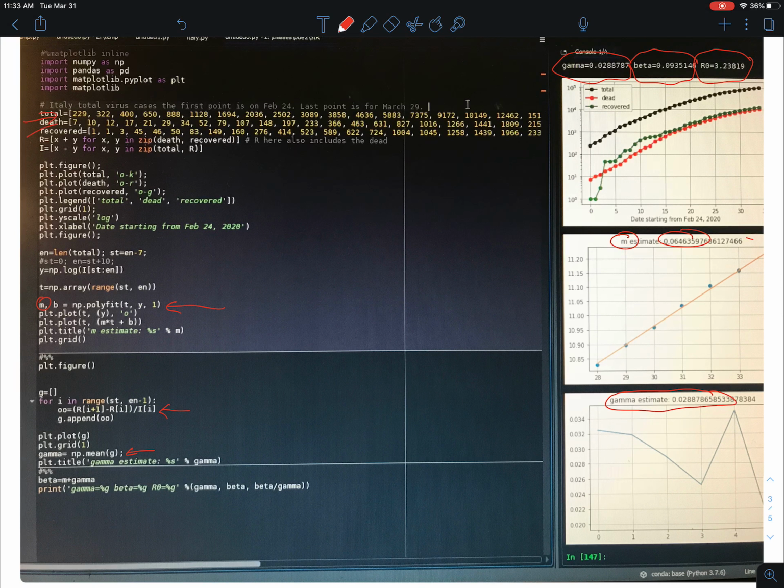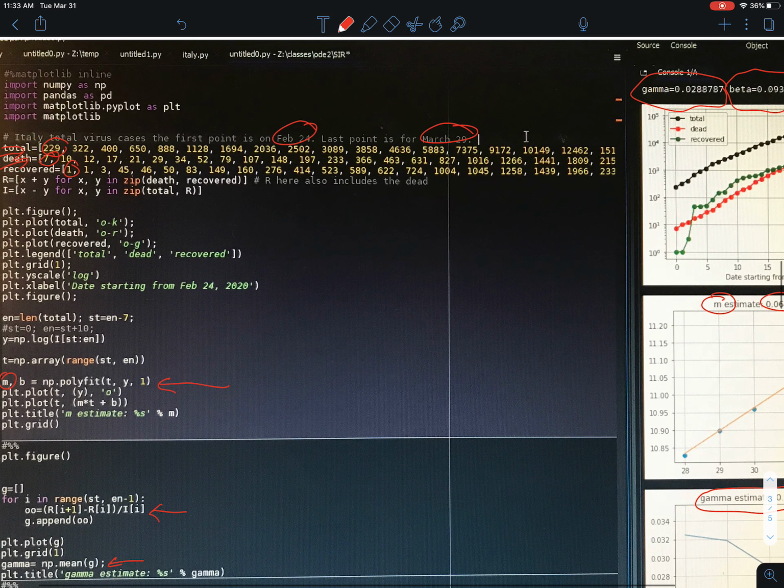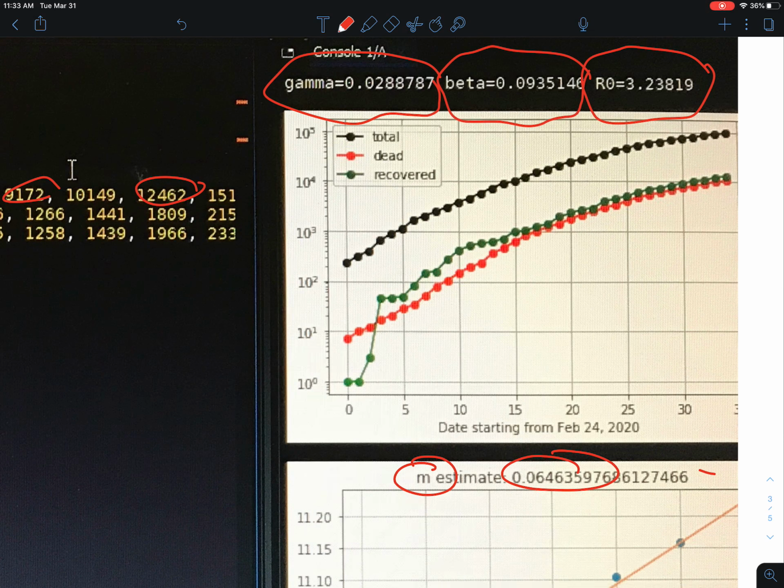To start with, this is the Italy data starting from February 24 until March 29th. The total number of infected, you can see on February 24 there were 229 individuals infected, and you already had 7 deaths and 1 recovered individual. And as you go on, the numbers get pretty big very rapidly. Okay, so there's this exponential growth. So in this graph here, the same numbers are shown, but on a log scale.